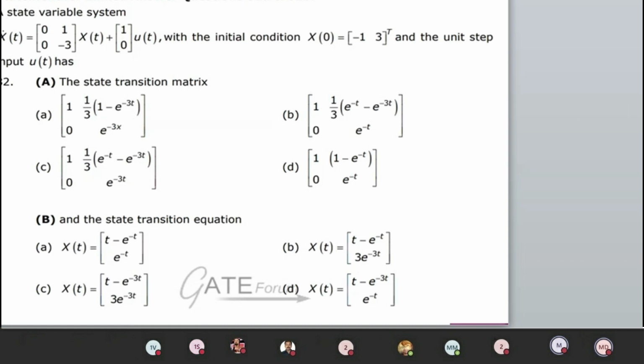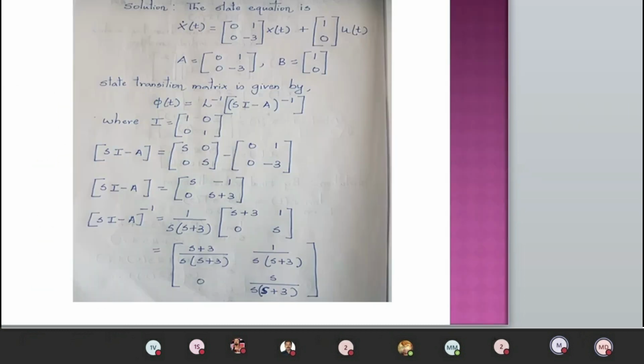You are given a state variable system x dot of t with the initial condition x of 0, and the input is a unit step input, do not forget. Please take care, most of the inputs will be unit step input only, so that the calculations will be pretty simple. Now you're supposed to find the state transition matrix and state transition equation.